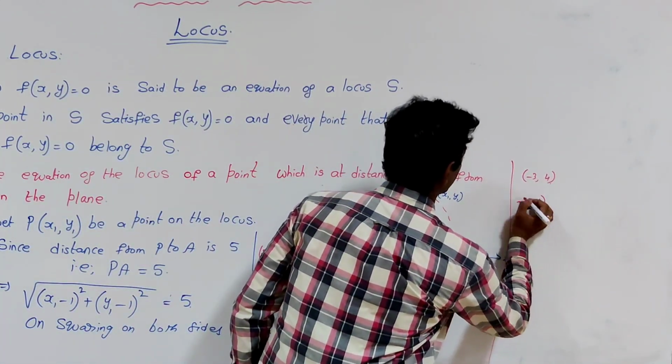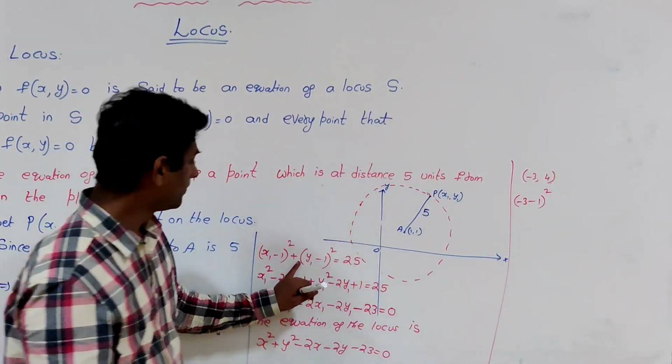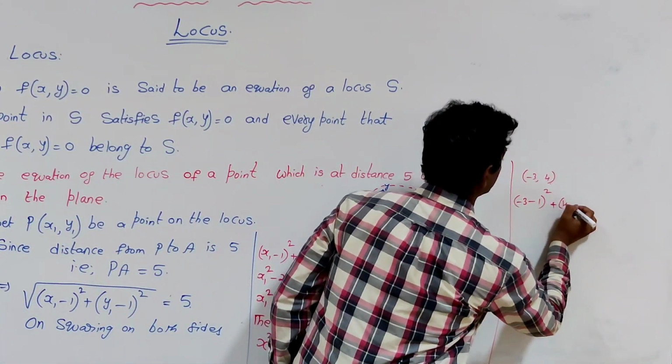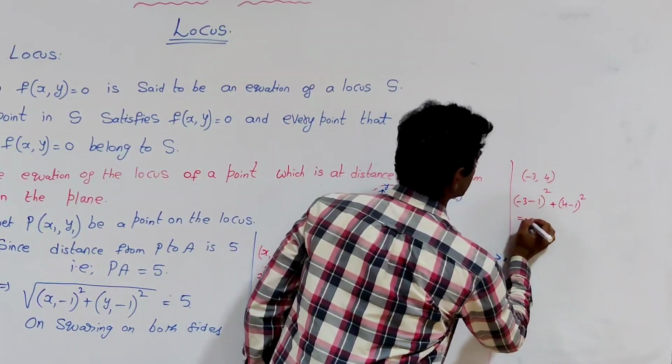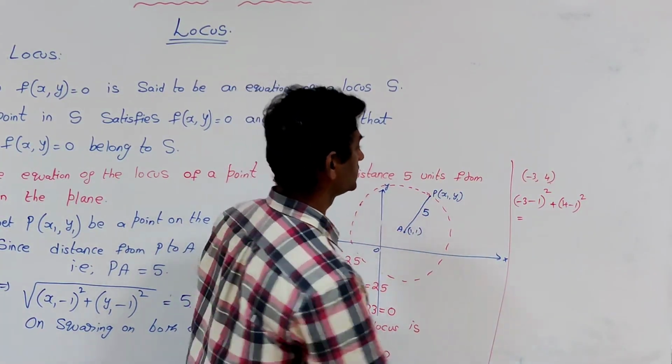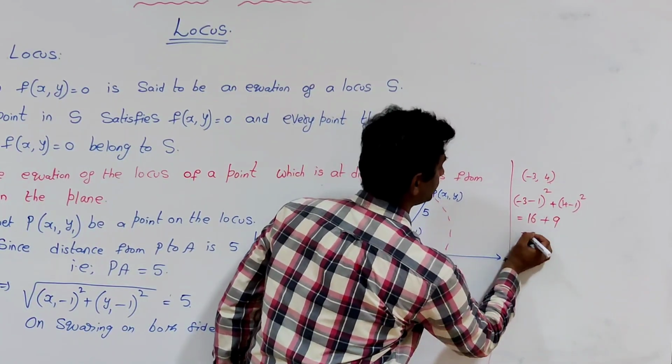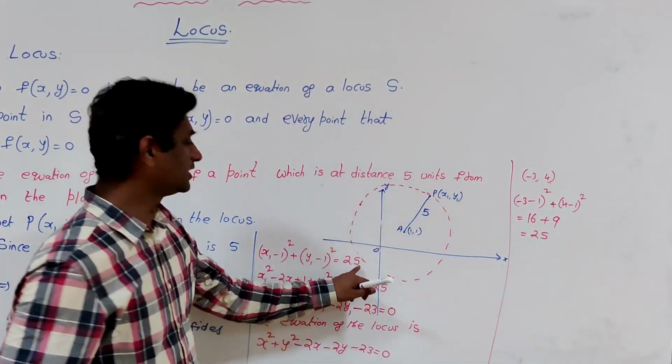Minus 3 minus 1 whole square, plus y is 4, 4 minus 1 whole square. What we get? Minus 3 minus 1 whole square means 16. 16 plus 4 minus 1, 3, 9, which is 25. So it is getting satisfied.